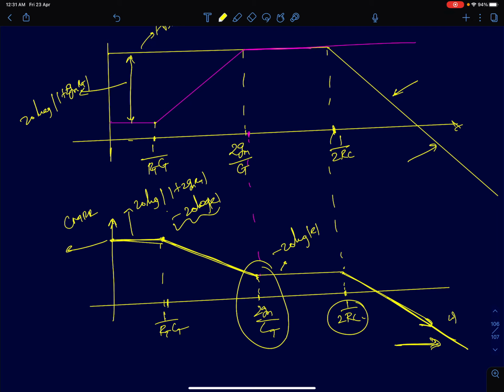Remember, I told you to think of CMRR like a signal gain by noise gain. Noise gain is remaining the same, but signal gain is decreasing. So at some point the common mode noise will start dominating the circuit. That's what this graph is telling us. A poor CMRR means that the amplifier is not able to reject common mode signals well enough.